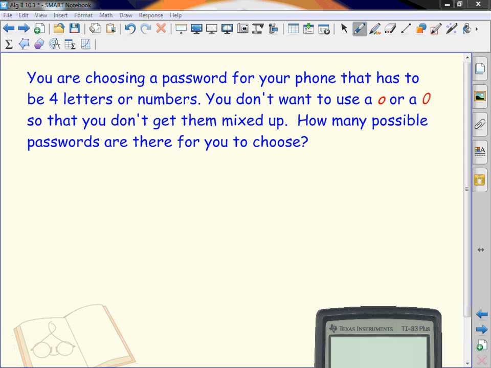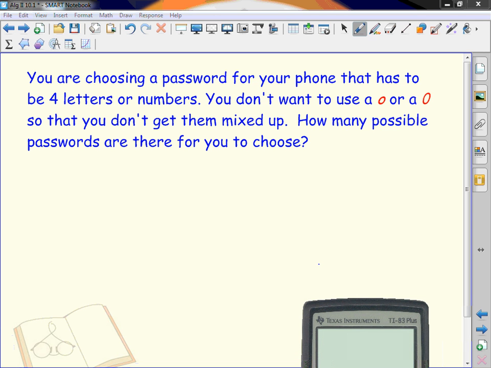You're choosing a password for your phone. It has to be 4 numbers or letters. You don't want to use a 0 or an O because you don't want to mix them up. How many possible passwords are there for you to choose for your phone? How many possibilities do I have for the number aspect? I have 9: 1, 2, 3, 4, 5, 6, 7, 8, 9, and I'm not going to pick 0. How many possibilities do I have for the letters? 25. There's 26 letters, but I don't want the O.